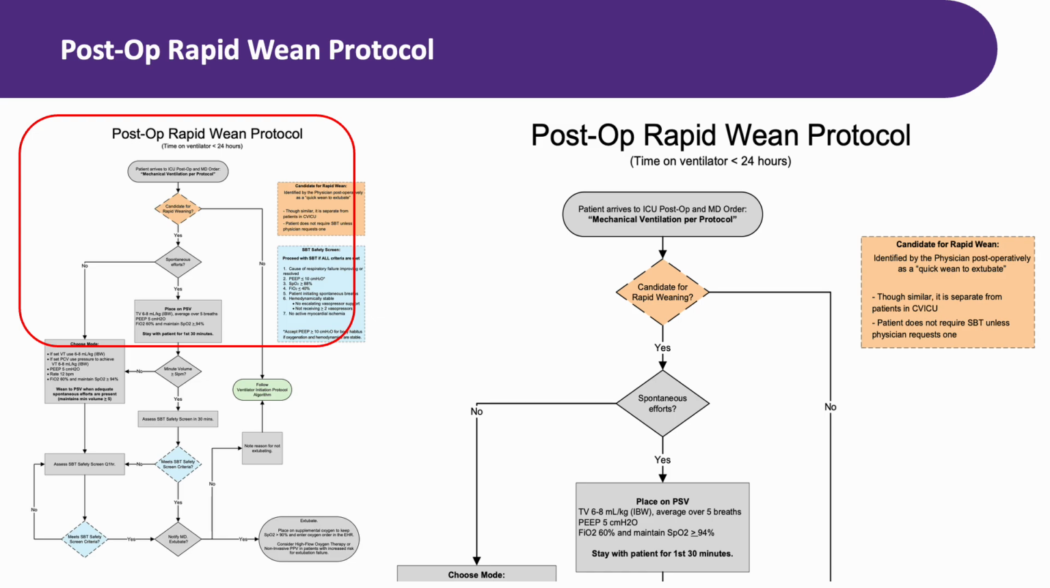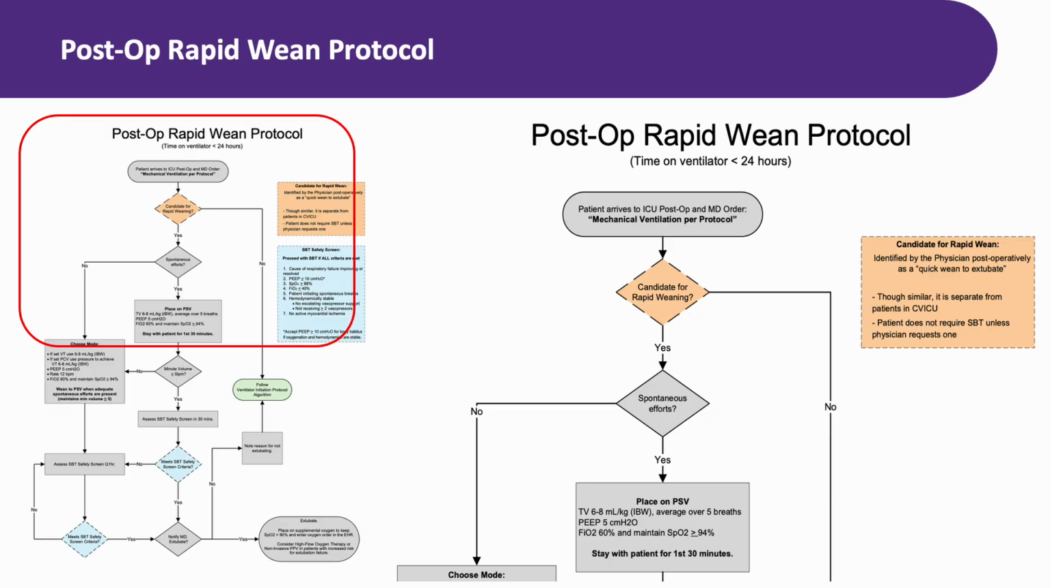Continuing with the post-op rapid wean protocol, let us reinforce the key points from the previous slide and bridge into the next decision pathway. Remember, this protocol is specifically designed for speed, but speed with safety. The physician has identified this patient as a rapid wean candidate, which means the expectation is that we are moving toward extubation efficiently. But we are not cutting corners. Every step in this algorithm exists because it's the safe way to get the patient off the ventilator.